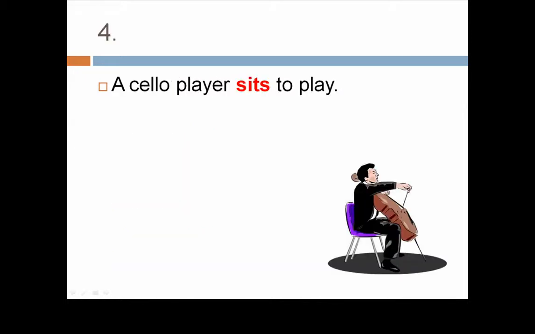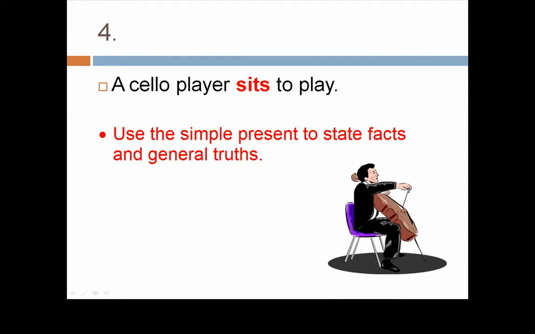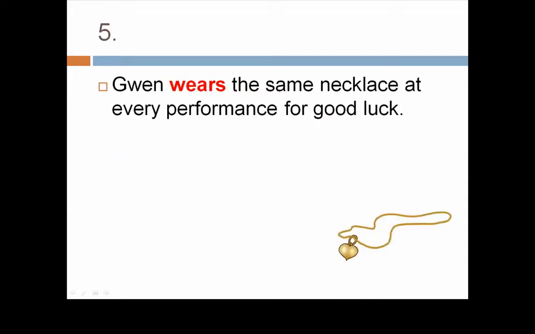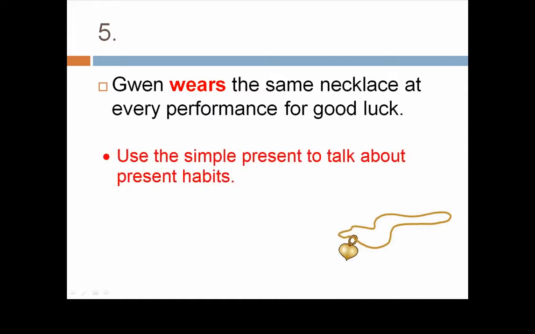4. A cello player sits to play. Why do we use the simple present here? This refers to a truth, a fact. 5. Gwen wears the same necklace at every performance for good luck. Why do we use the simple present here? We're talking about her habit.